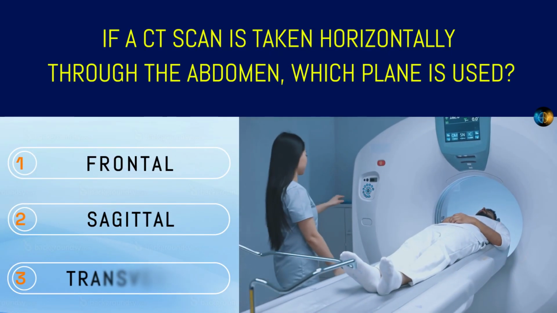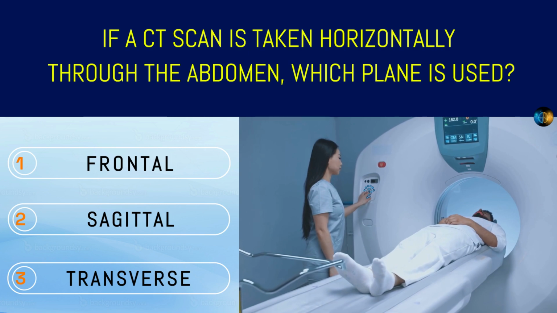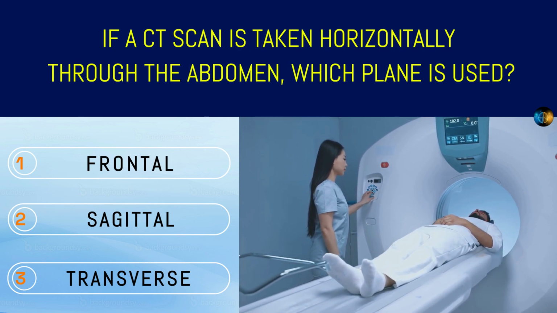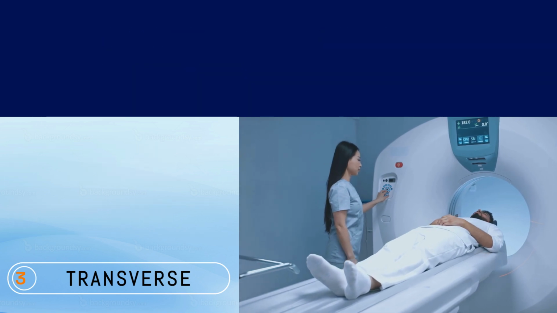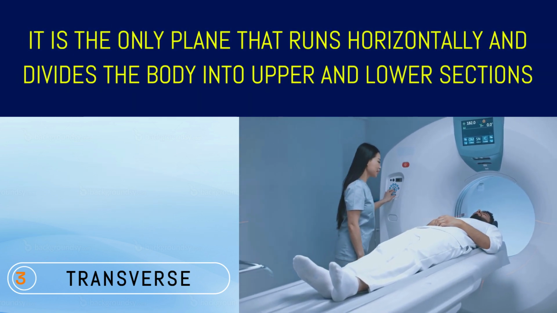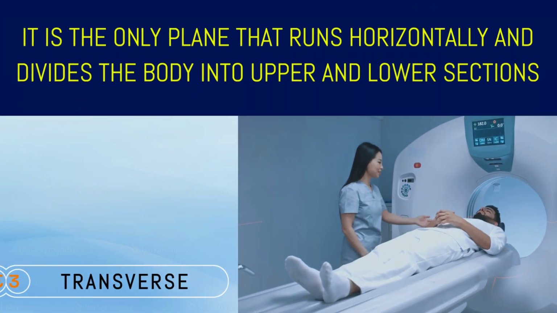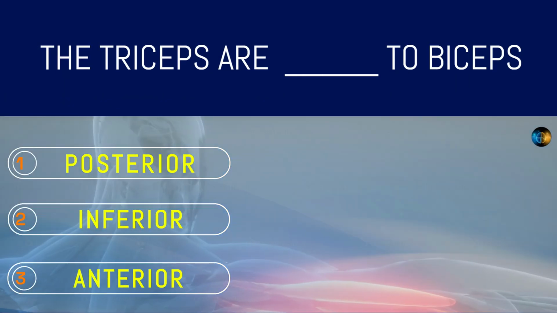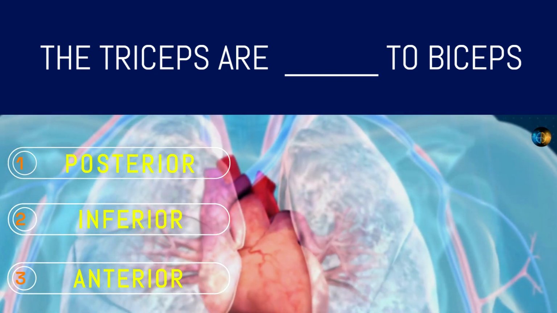If a CT scan is taken horizontally through the abdomen, which plane is used? Frontal, sagittal, or transverse? Transverse plane. It is the only plane that runs horizontally and divides the body into upper and lower sections. The triceps are where in relation to the biceps? Posterior, inferior, or anterior?